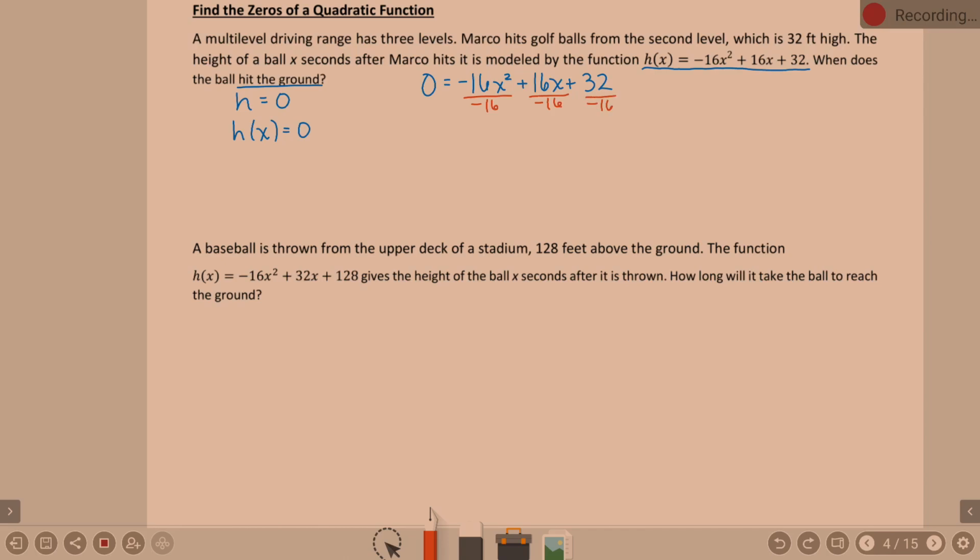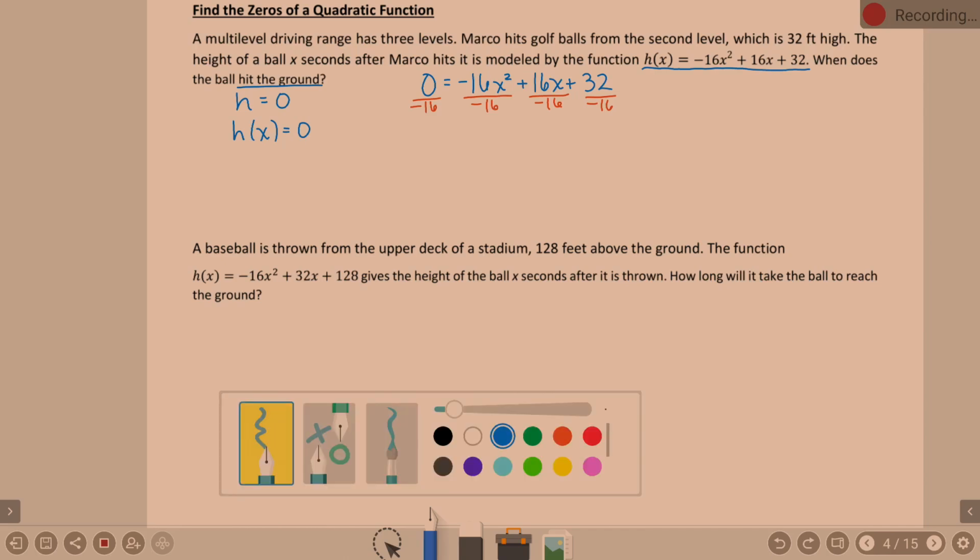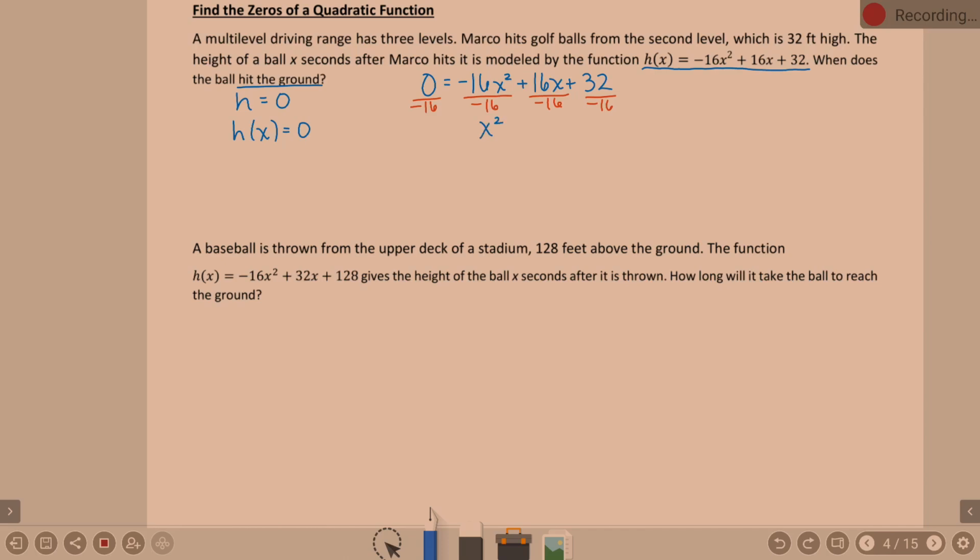Now, if I divide everything on the right by negative 16, what's that also mean? I'm going to divide the left by negative 16. What is negative 16x squared divided by negative 16? x squared. 16x divided by negative 16? Minus x. 32 divided by negative 16? Minus 2. And what's this equation equal? 0. So I went ahead and flipped my 0 to the right. You can leave it on the left if you want.